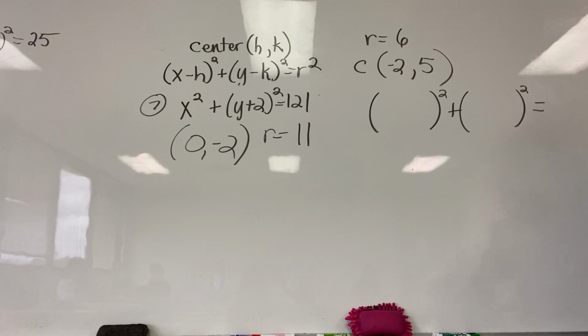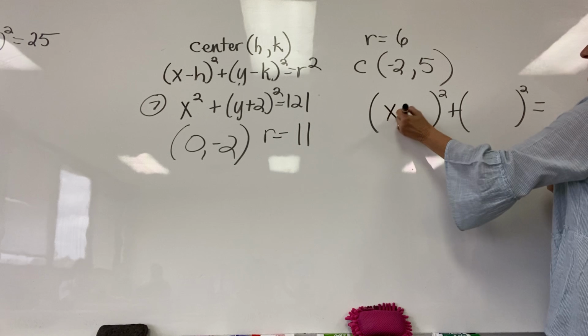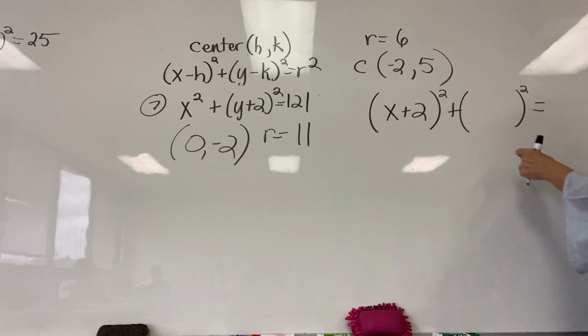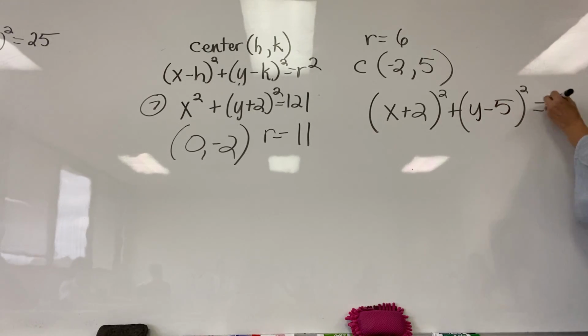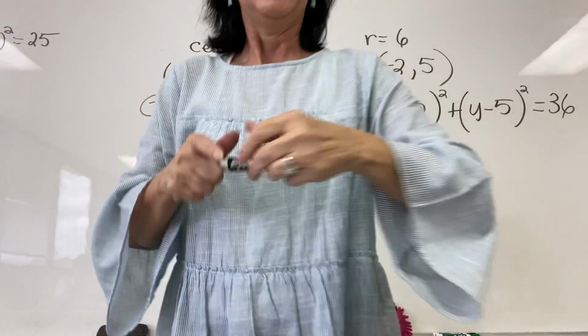Will, what's the equation? Is it x plus 2 squared plus y minus 5 squared equals 36? Yes, that's correct.